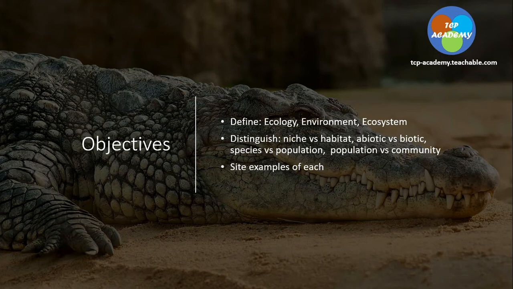Objectives are to define ecology, environment, ecosystem. Then we're going to be distinguishing between niche versus habitat, abiotic versus biotic, species versus population, population versus community. We're also going to be citing examples for each. Let's hop right into the lesson.